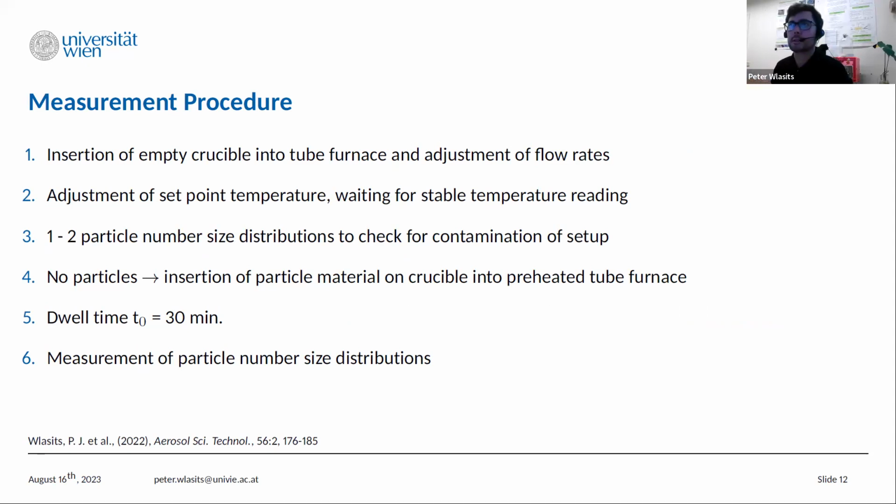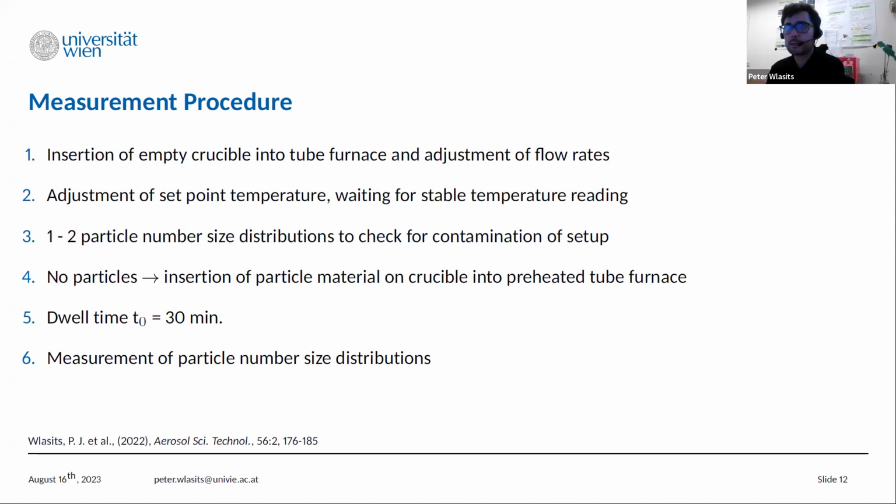So the first step consisted of the insertion of such an empty glass crucible into the tube furnace and the adjustment of the flow rates. After that, we set a temperature of the tube furnace and waited until the temperature reading was stable enough. When this was the case, we recorded like 1 to 2 particle number size distributions to check for any contamination in the setup. So the expectation is, of course, if there is nothing in the tube furnace, no particles are detected, because no particles are produced.